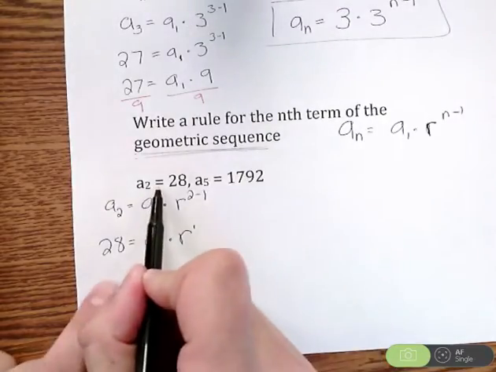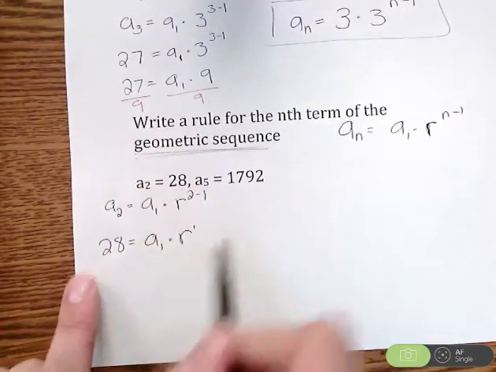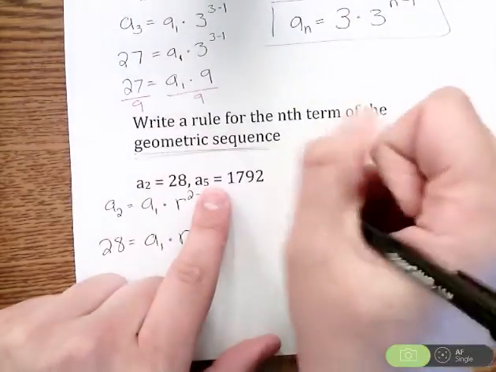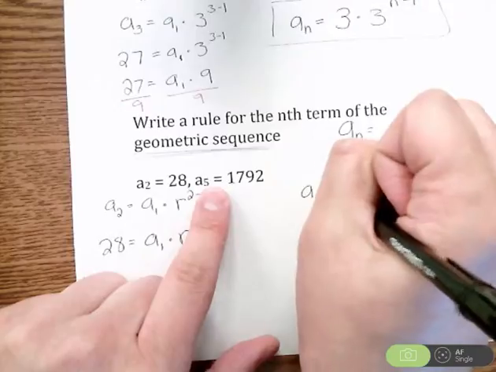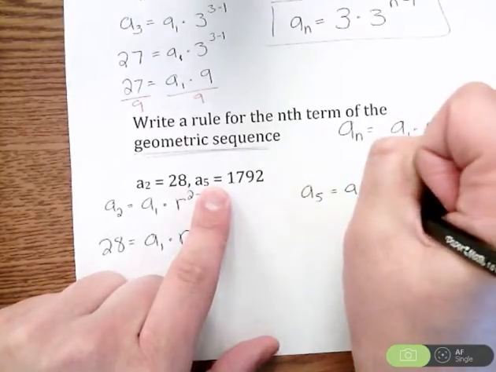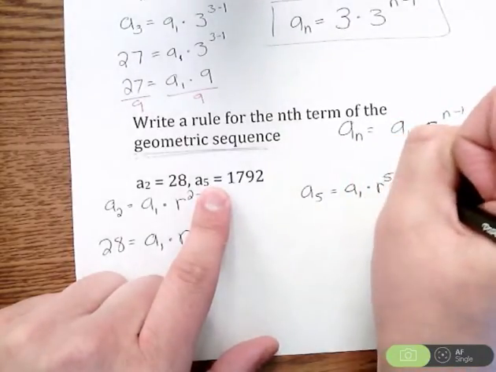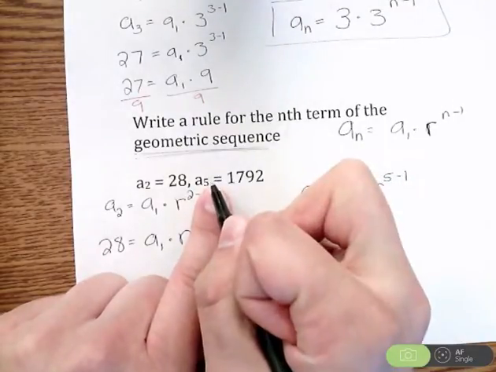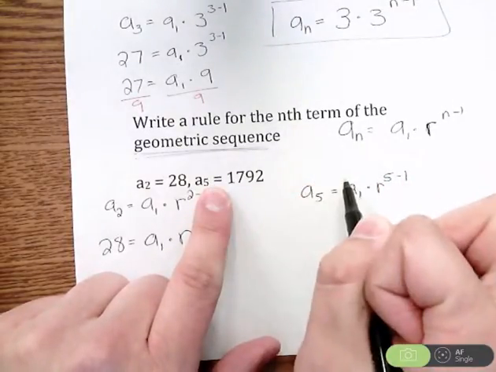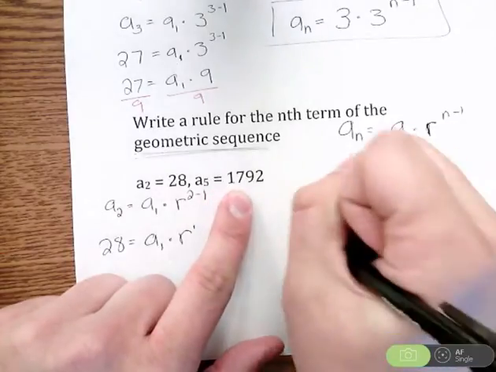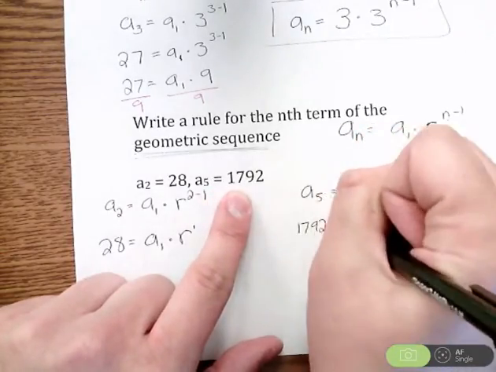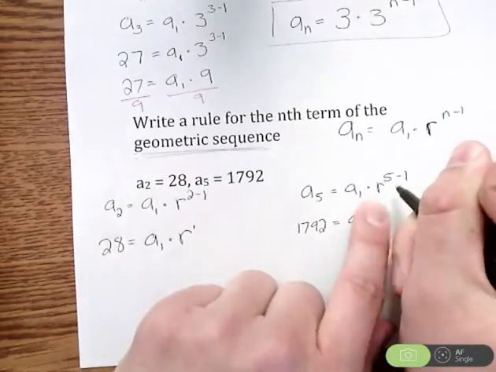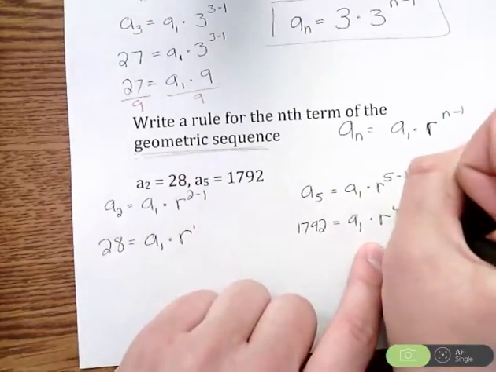I used this left piece. I'm going to do the exact same process, but with this right piece. So I'm going to know A5 is A1 times R to the 5 minus 1. I just replaced both my n's with 5 because I know n is 5 there. Well, A5 is 1792 equals A1 times R to the 5 minus 1, which is 4.